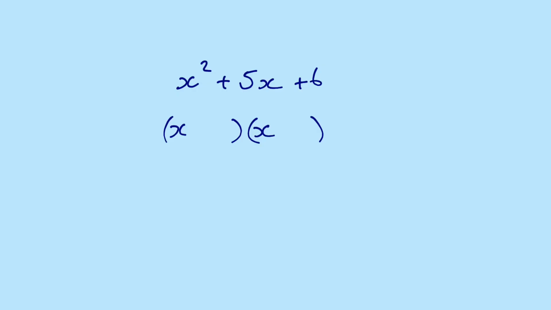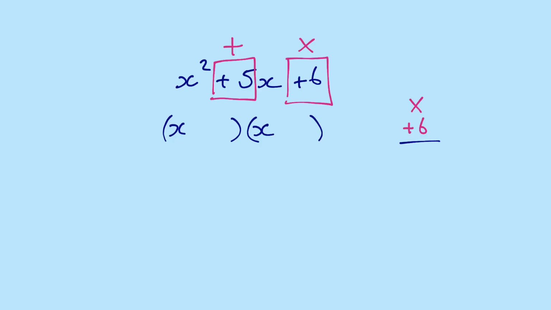The next step is you have to find two numbers which add to give you plus 5 and also multiply to give you plus 6. The best way to find the two numbers which will satisfy the condition for adding and timesing is to look at the timesing first. So let's think of the factors of 6.